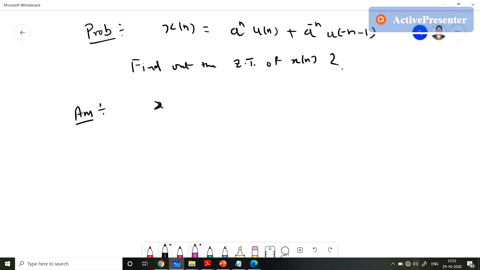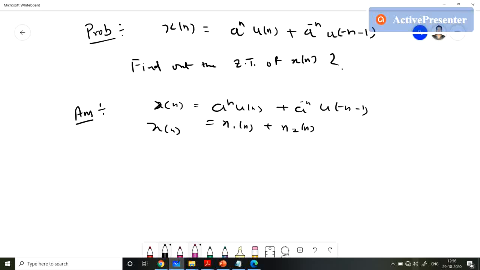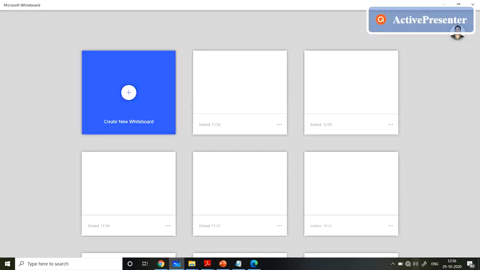x(n) is written as a raised to the power n u(n) plus a raised to the power minus n u(-n-1), that is equal to x1(n) plus x2(n). So x(n) is a combination of x1(n) plus x2(n). x1(n) is a raised to the power n u(n), and x2(n) is a raised to the power minus n u(-n-1). We can plot first. We are going to plot x(n) for various values of a.